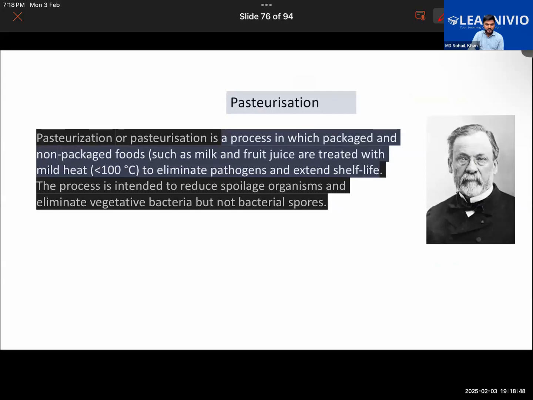Who is the person here? Guys, tell me who invented the method of pasteurization? What about others? I will give you a hint. He's the same person who invented the method of fermentation. Louis Pasteur. Okay, now, so it was Louis Pasteur who invented this method.